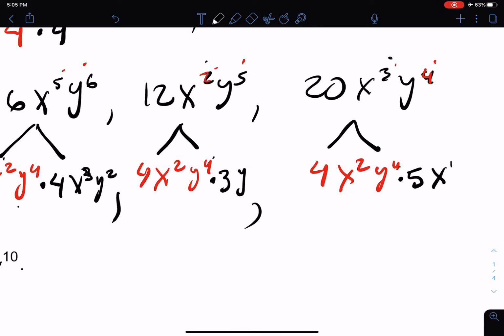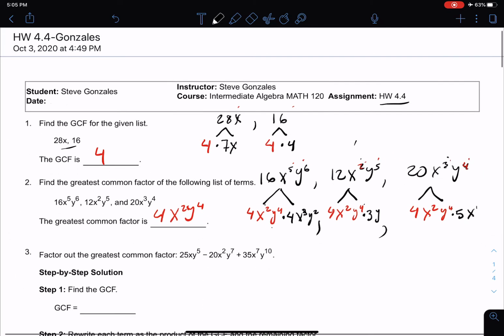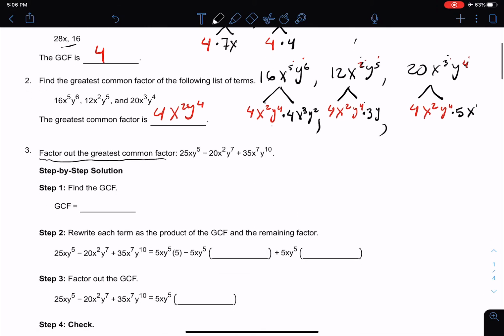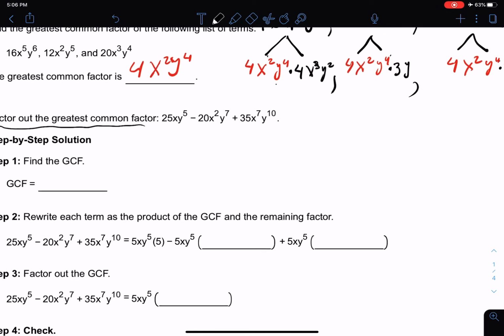Okay, so far they didn't ask us to do that. They just asked us for the red greatest common factor. But now when we want to factor out the greatest common factor, we're going to need to know both pieces, the red and the black, to make this happen. These are getting a little bit complicated, huh? So let me zoom in a little bit.